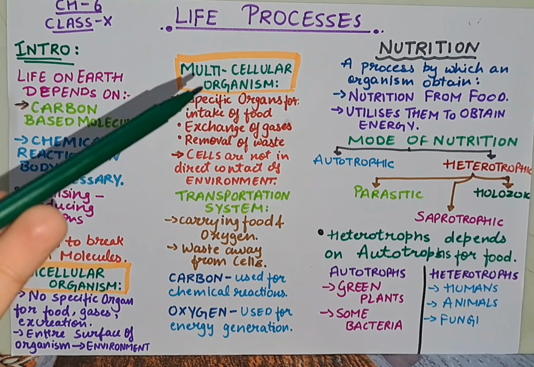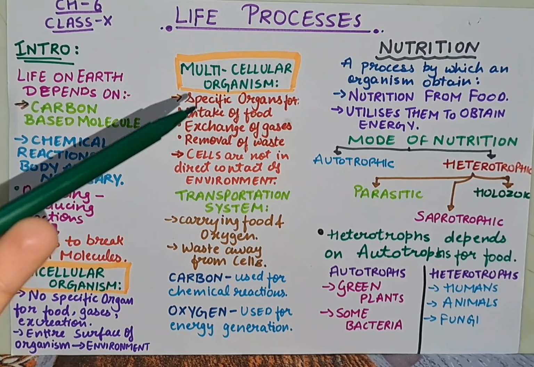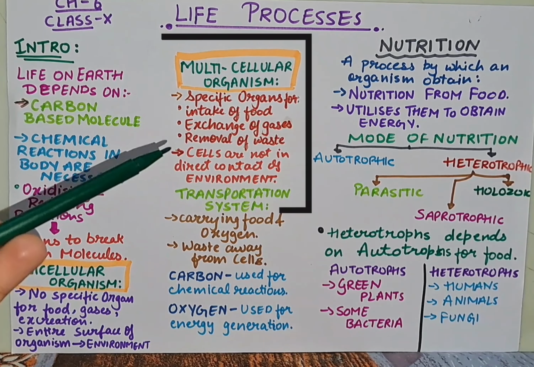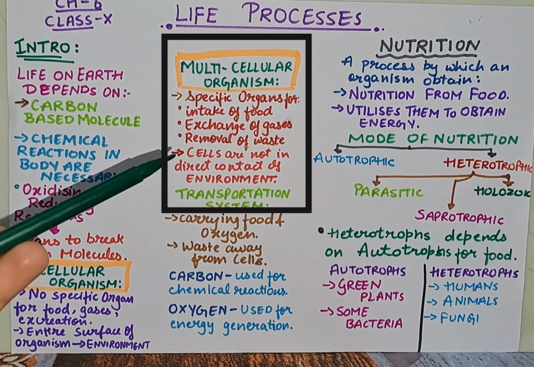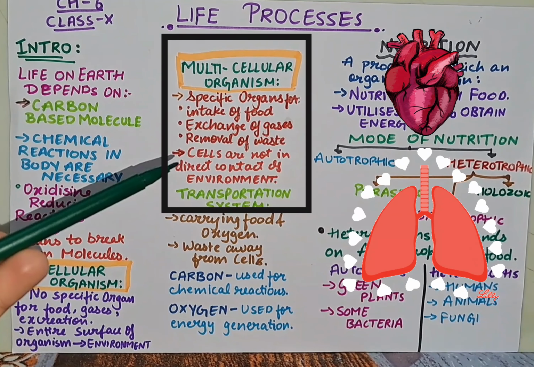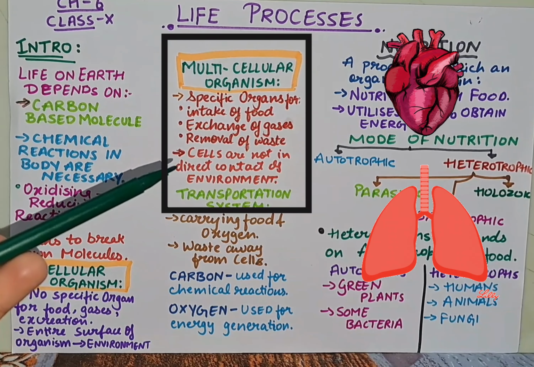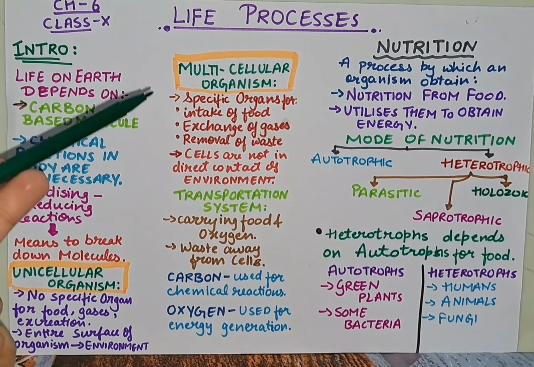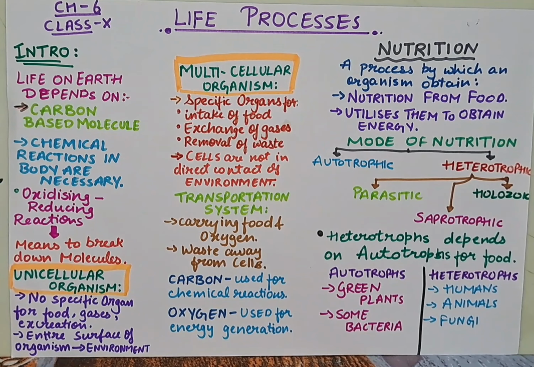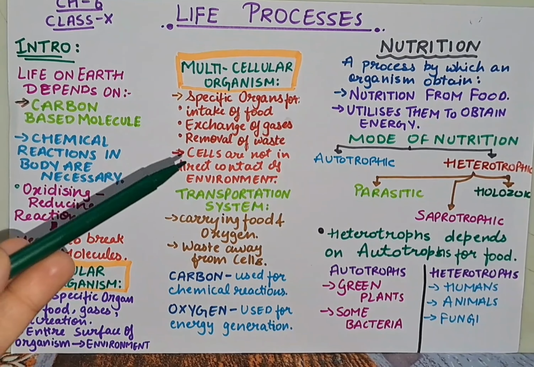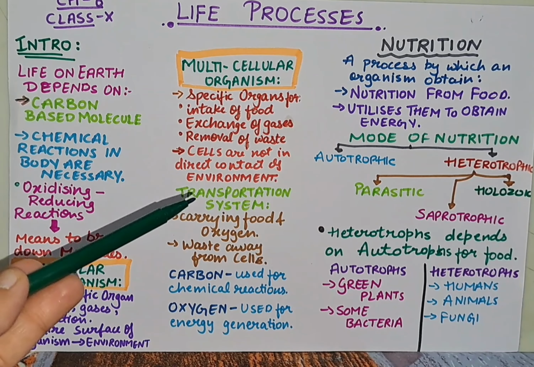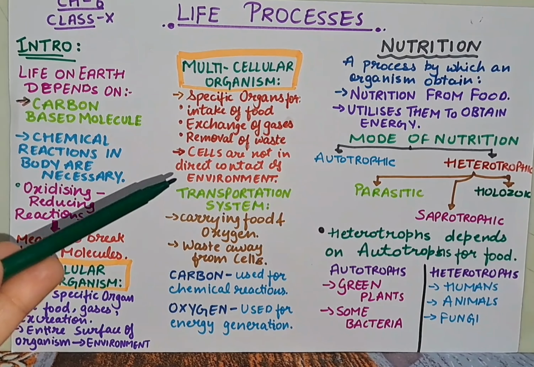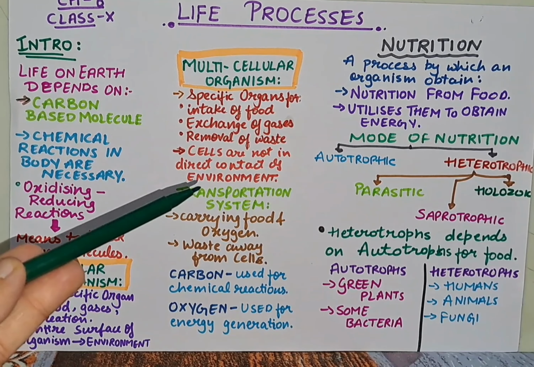About multicellular organisms, it says that they have specific organs for intake of food, for exchange of gases, and removal of waste. That means there are different organs and different tissues that are involved in these different functions. Then it says the cells are not in direct contact with the environment. So in multicellular organisms, the cells in the body are not in direct contact with the environment.